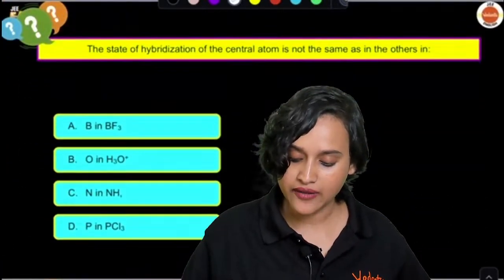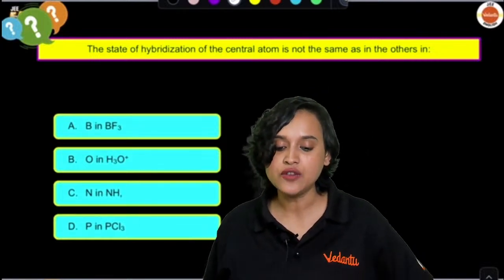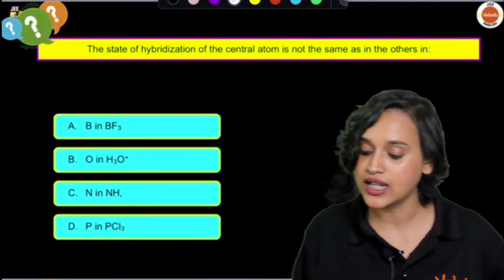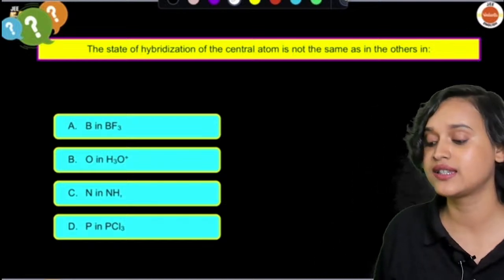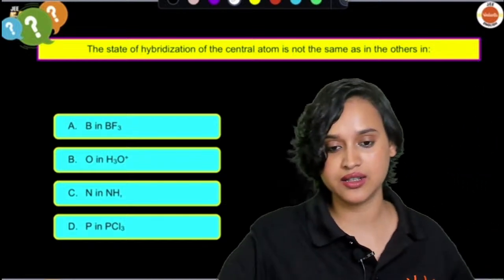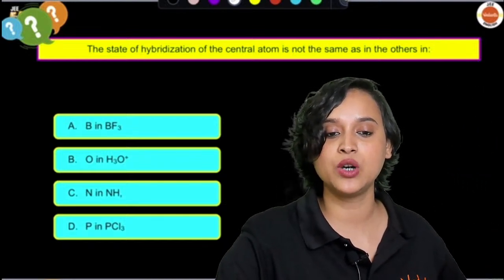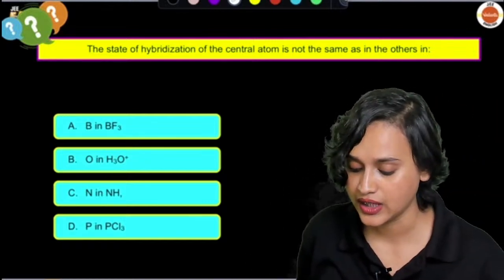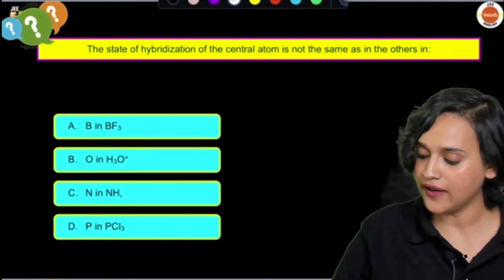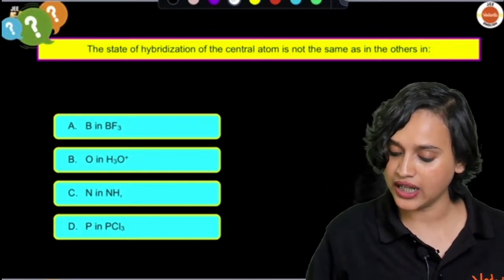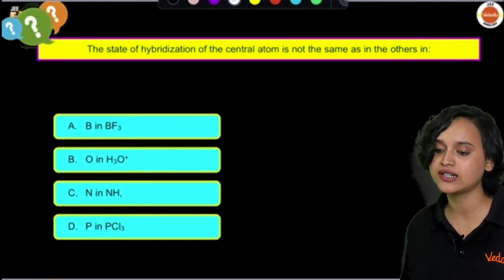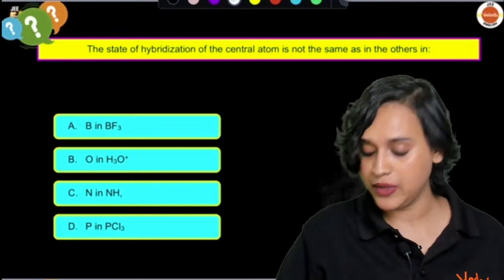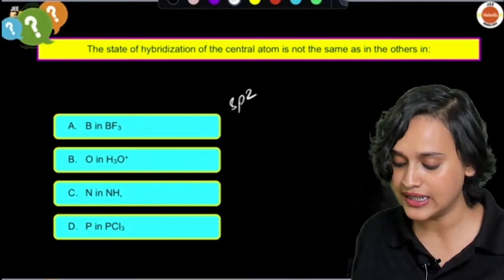Chalo. So now we have understood. Next question. The state of hybridization of the central atom is not the same as in the others. Can we tell everybody what is the answer, guys? Here, chalo. For BF3, the state of hybridization of the central atom B is sp2, isn't it?